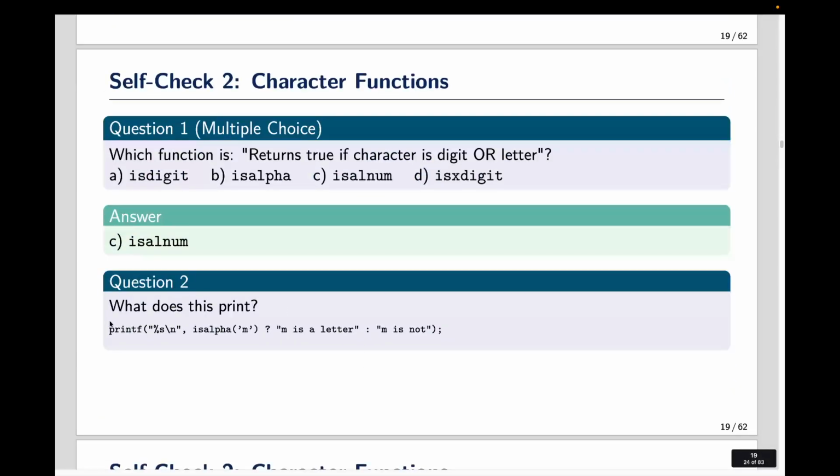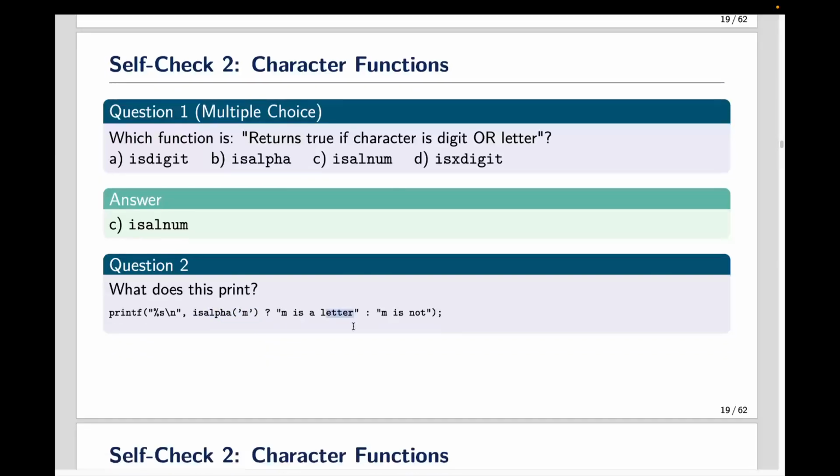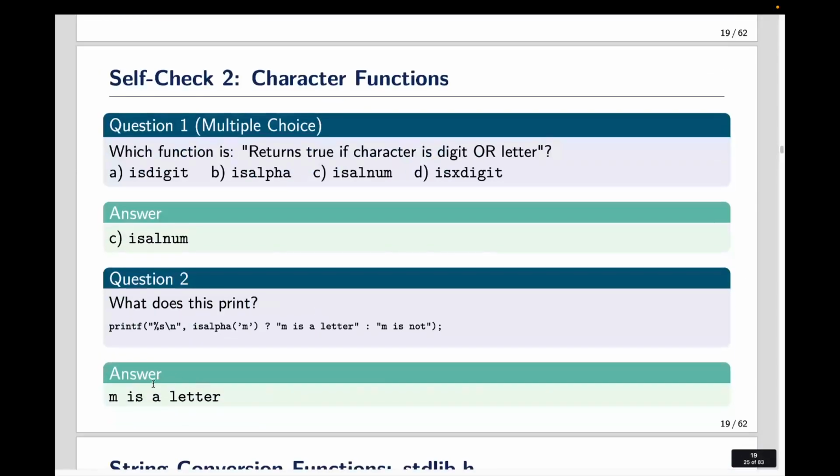The next question: what does this print? printf %s \n isalpha, and this one. So this is a ternary operator, and this is a function: "M is a letter", "M is not". Now here, as you can see easily, M is of course a letter. So what is going to be printed? "M is a letter" is going to be printed. This %s is going to be evaluated, and because in this function M is of course an alphabet letter, that's why "M is a letter" is going to be printed.